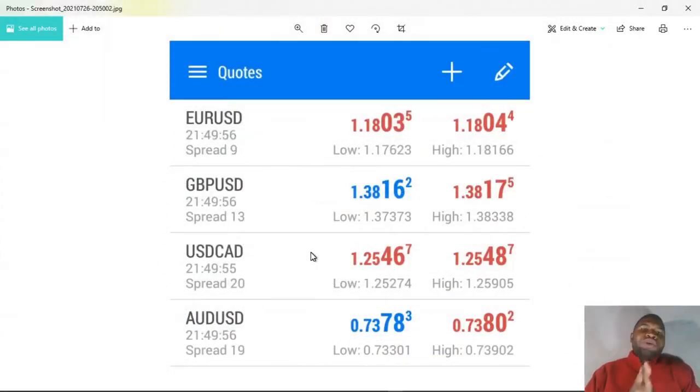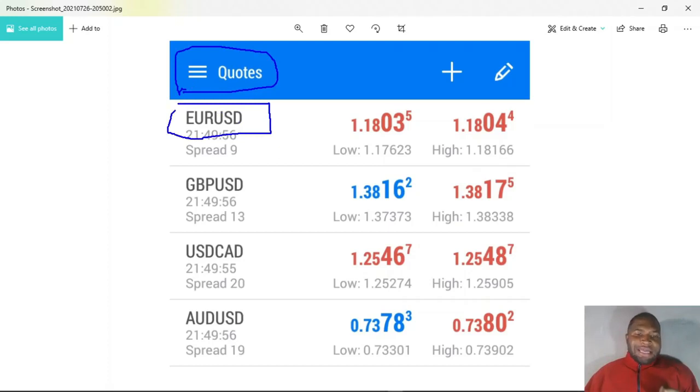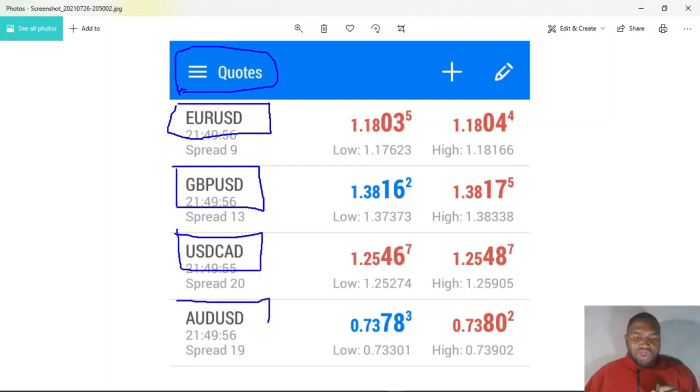Now, when viewed from your MetaTrader platform, you will find that Forex quotes are shown like this. As you can see, it says here quotes. This is a screenshot from my MetaTrader platform on my cell phone. And as I was telling you, you can see that these currencies are being quoted in pairs. You have EUR/USD, GBP/USD, USD/CAD, AUD/USD.